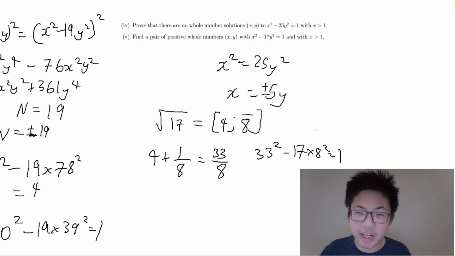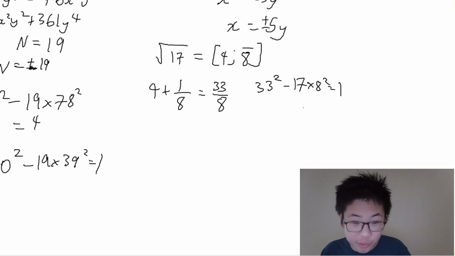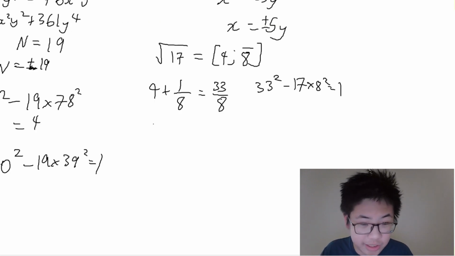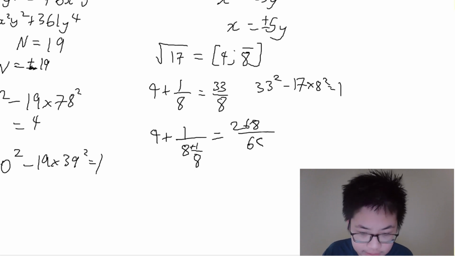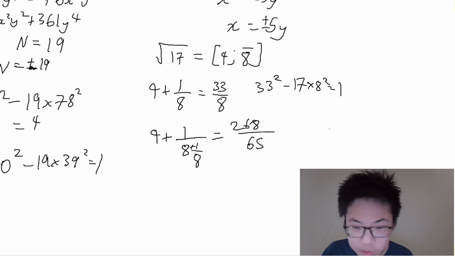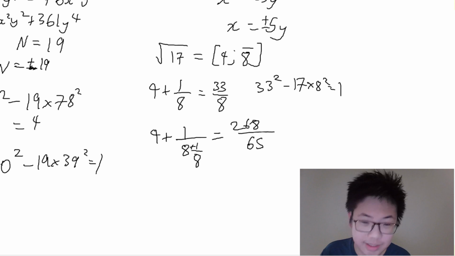Are we done with the question? Yes, definitely we are. But no, I'm just going to show you that there are even more solutions to this. So, just like the previous one, we can continue applying the continued fraction. Then we have 268 over 65. And then if we do this, 268 squared minus 17 times 65 squared, we get negative 1.